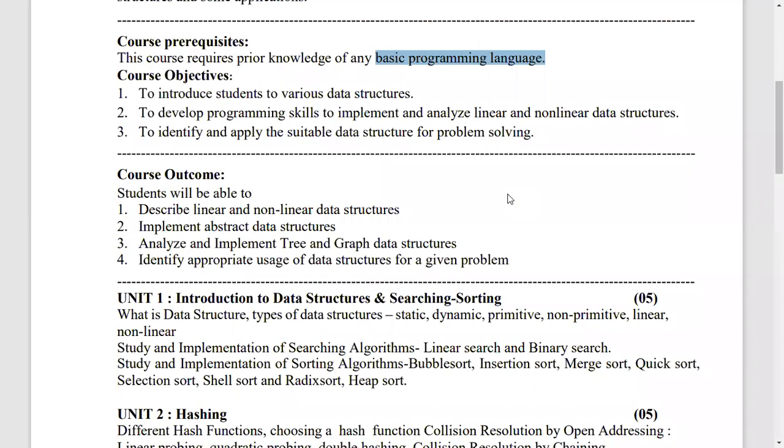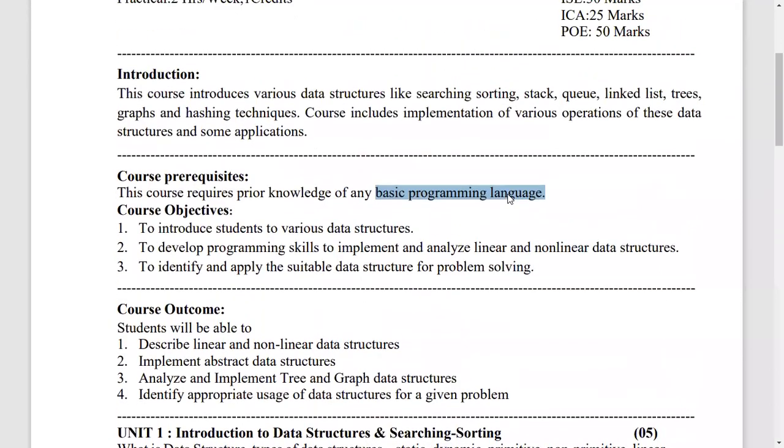In which semester? In the first semester or in the second semester? Second semester. Okay. So you have prior knowledge of only the C programming language, right? Whatever the data structures we are going to implement here: searching, sorting, stack, queue, linked list, tree, graph, and hashing. All these we need to implement by using C programming.